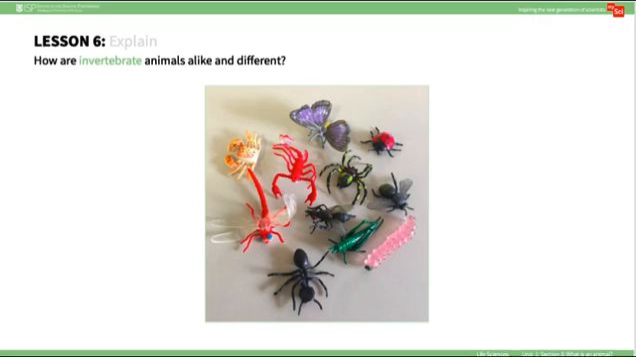Reinforce the idea that insects have characteristics that are different from other animals, but still need food, water, and shelter.